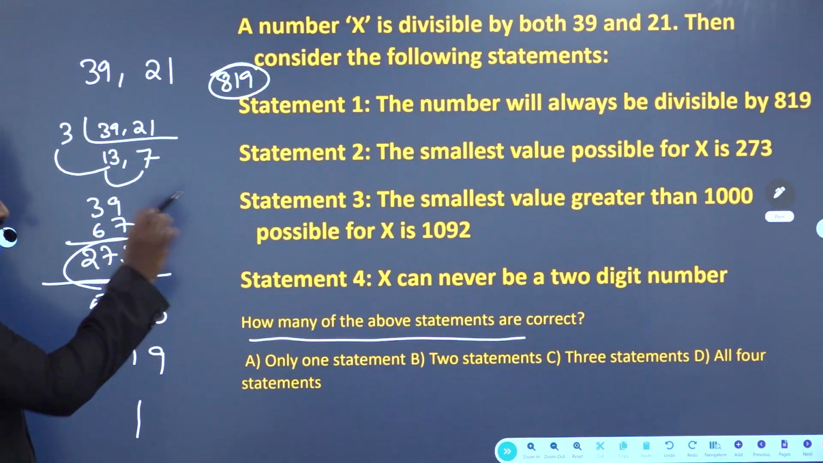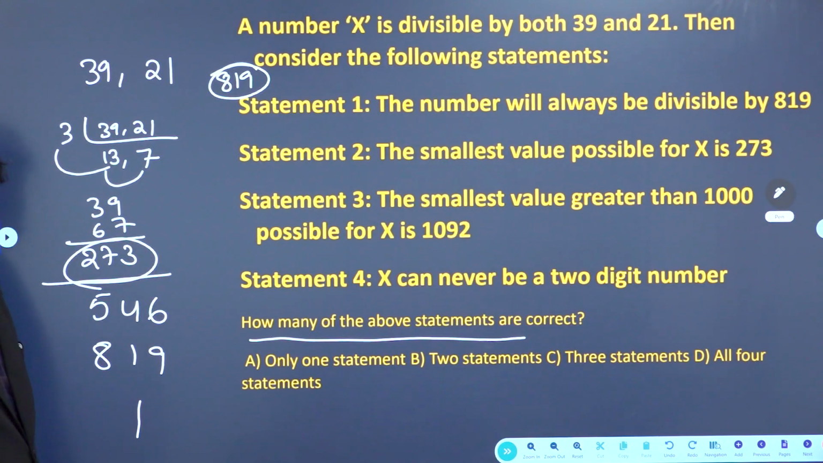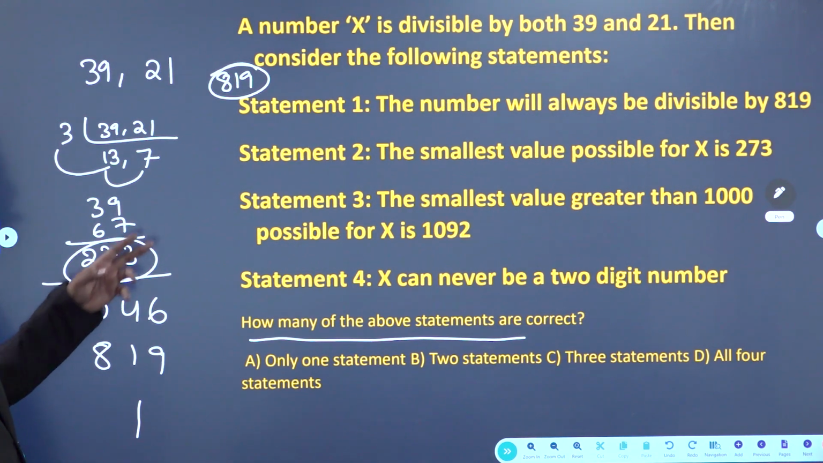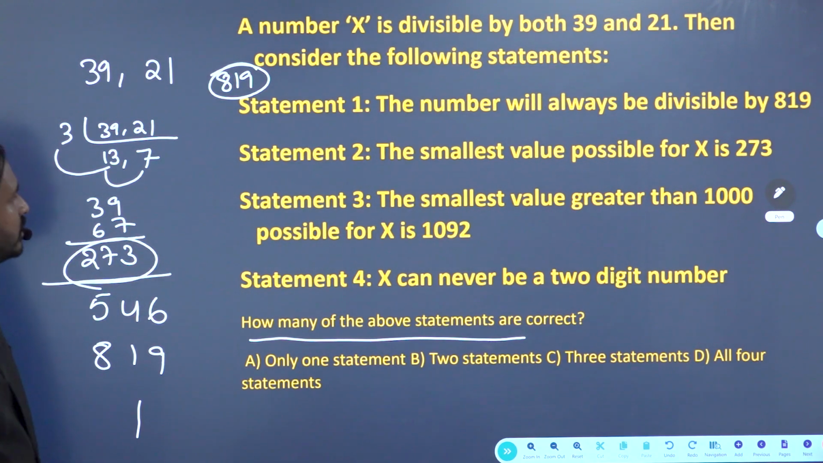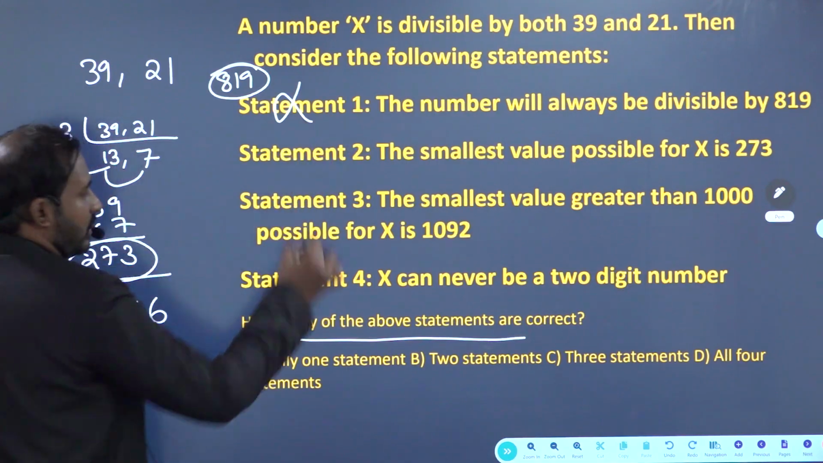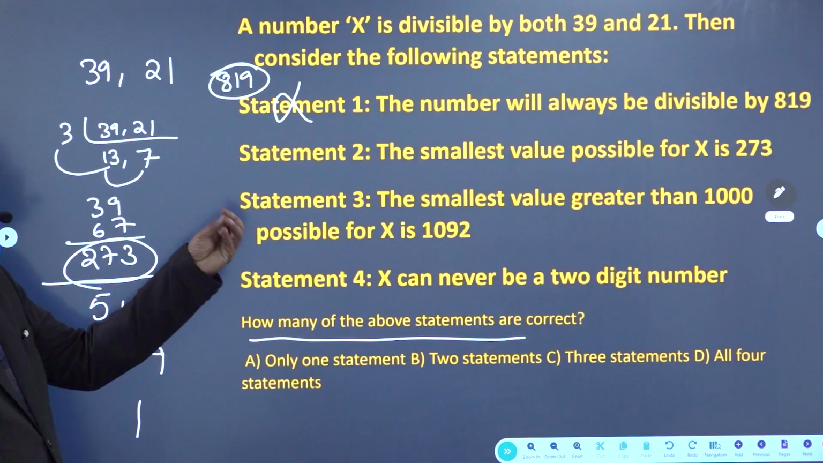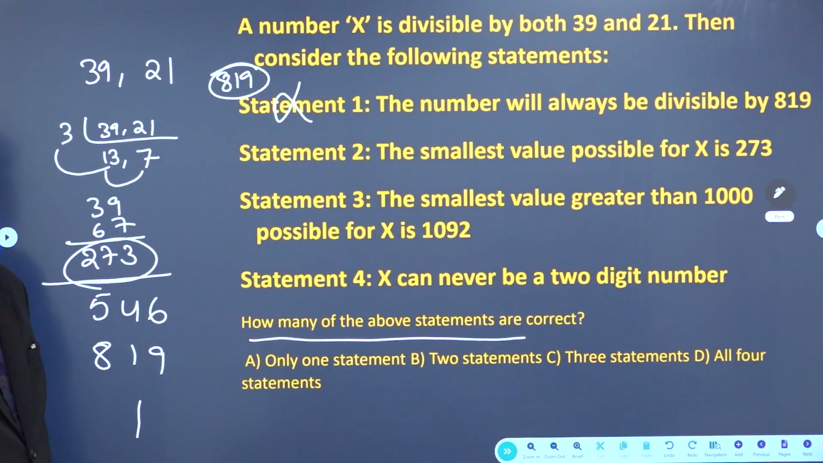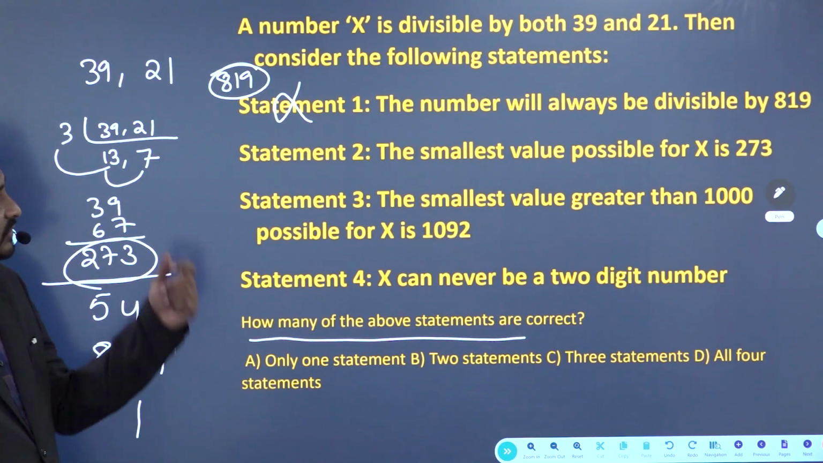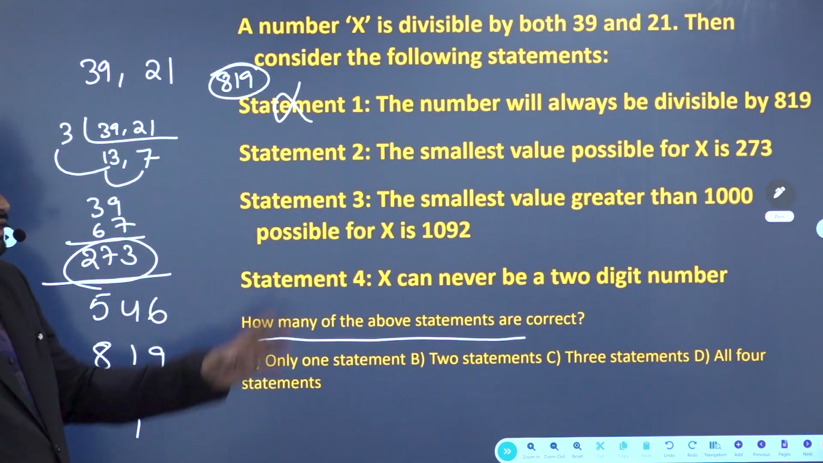Are these numbers always divisible by 819? No. Why? Because I have 273 and 546. Are these two numbers divisible by 819? No. So that means the word always makes it wrong. Why? Because he used the word always. Instead of always, if he had used the number might be divisible by 819, then yes, it would be true. But he used the word always, so that is not true.